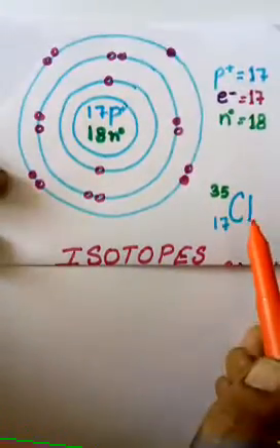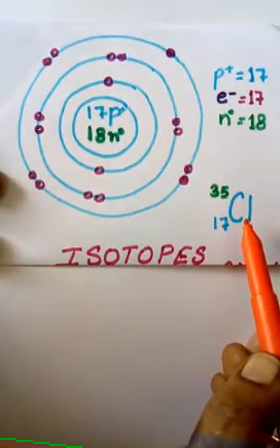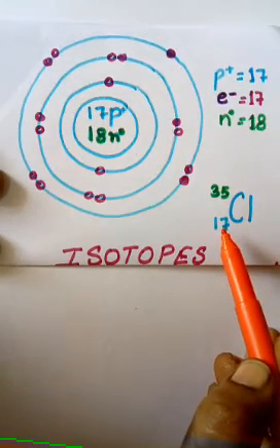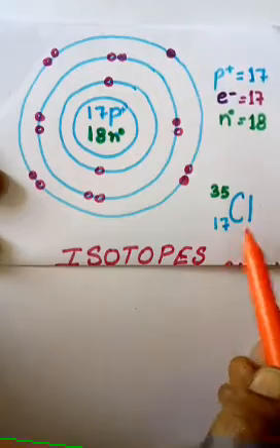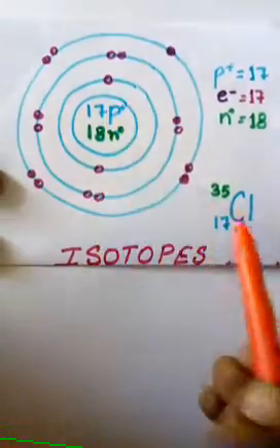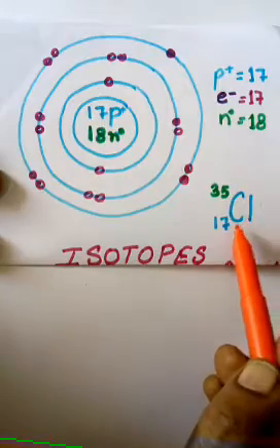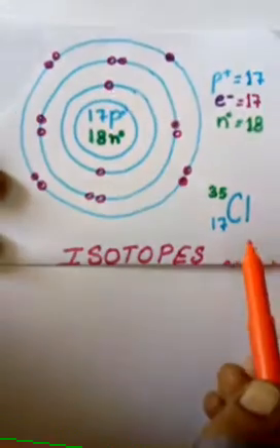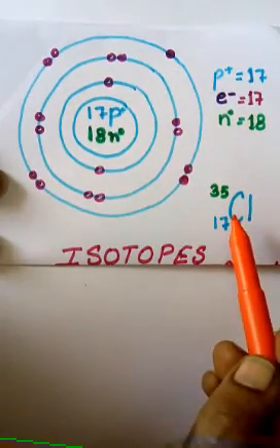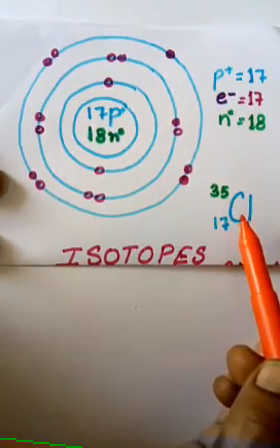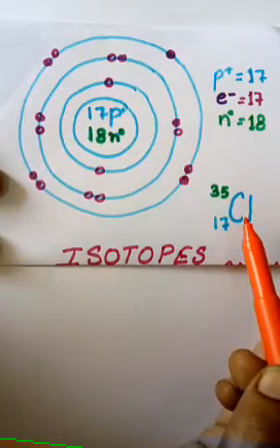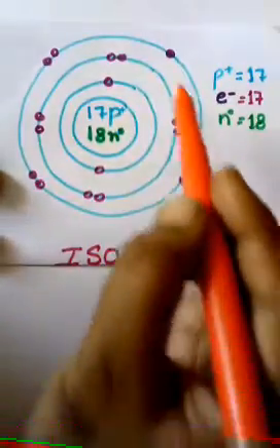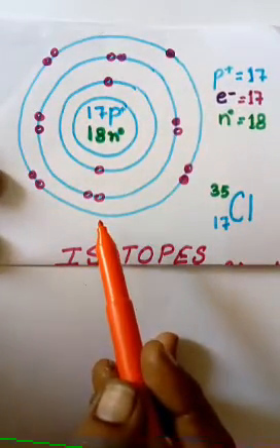So whenever we write the symbol of any element, we write the atomic number. What does this atomic number signify? It signifies the number of protons. The 17 under chlorine here means 17 is the number of protons, which is the atomic number. And the atomic number, which is the number of protons, is always equal to the number of electrons. If you see here, the electrons distributed in orbits are also 17, right?